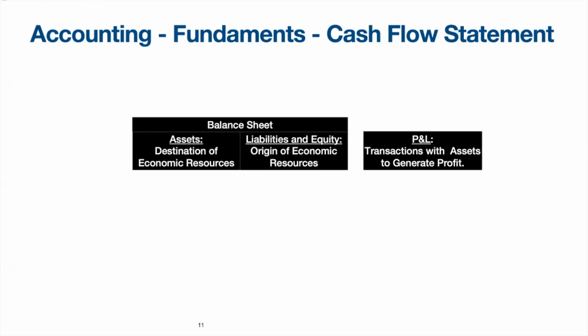Let's check it out. In the last video, we talked about accounting fundamentals and the balance sheet. We have the liabilities and equity on the right side, where we have the origin of the economic resources of a company. And then we have on the left side the assets, which is the destination of those economic resources. And then we have the P&L, where we record and demonstrate the transactions which are done by the company with the assets to generate profit.